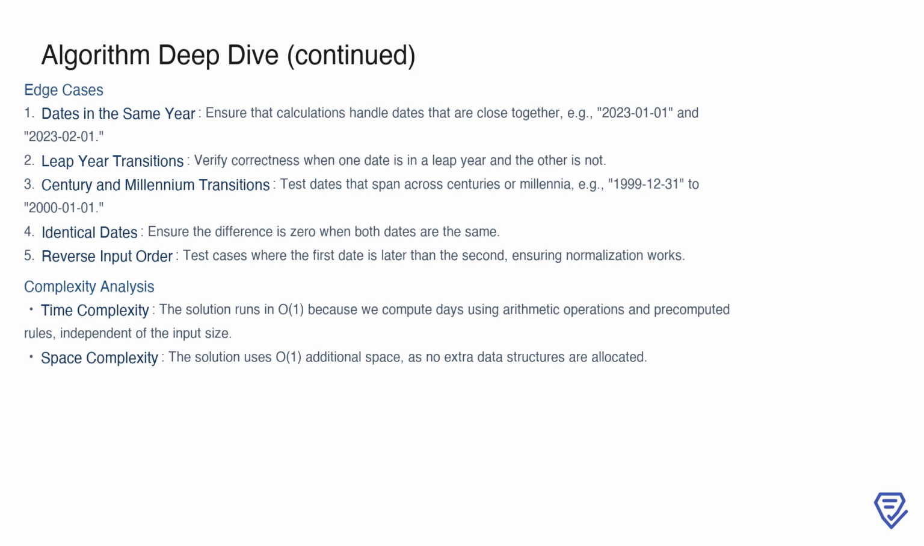From a complexity standpoint, the solution is highly efficient. Since all operations are based on arithmetic and pre-computed rules, the time complexity is O(1). Similarly, the space complexity is O(1), because no additional data structures are used beyond the helper functions and integer variables.